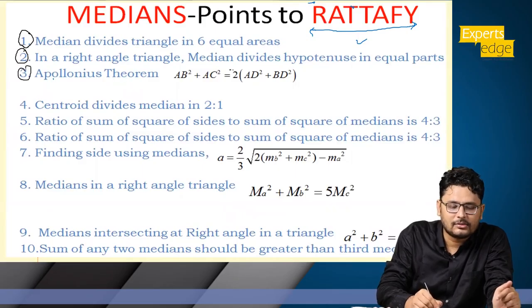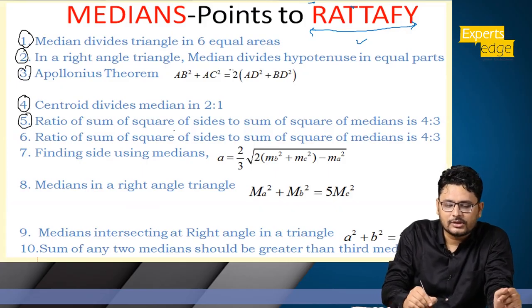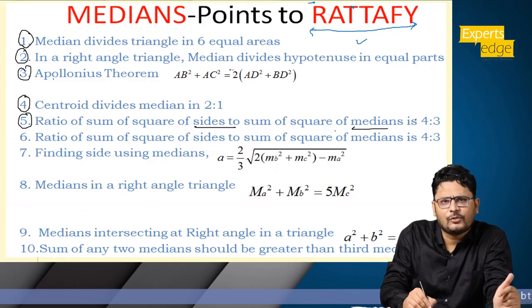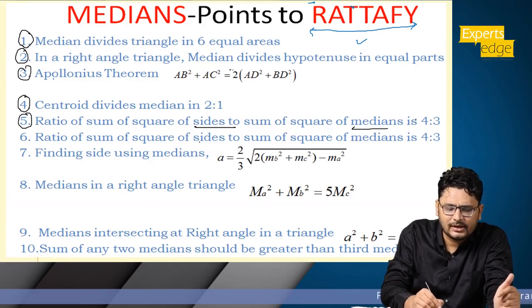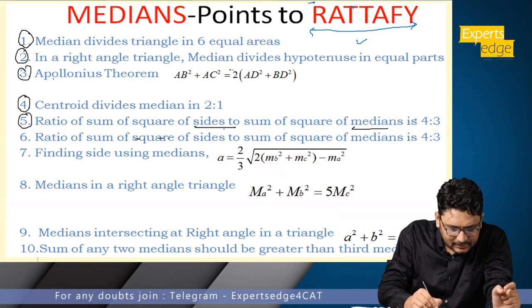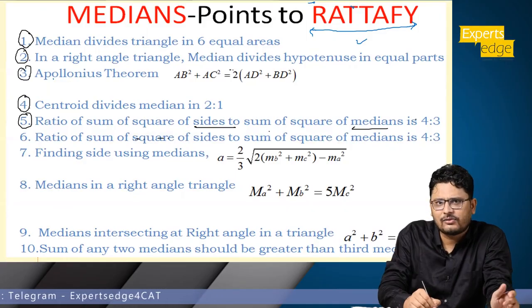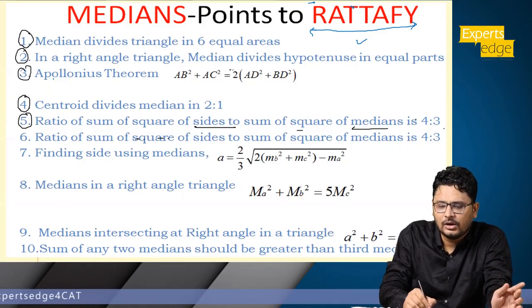Third was Apollonius theorem, that is this relation: AB square plus AC square equal to twice of AD square plus BD square. Centroid divides into 2:1, and ratio of sum of the squares of the sides to the sum of the squares of medians is always 4:3. Same goes for the area. The ratio of area of the main triangle, ये area होना चाहिए, मैंने गलती से लिख दिया, to the area of triangle formed by the length of the medians is also 4:3.